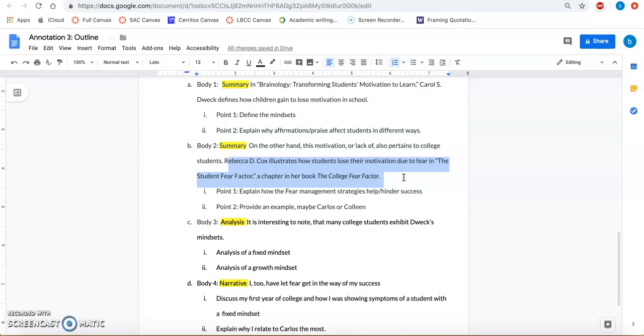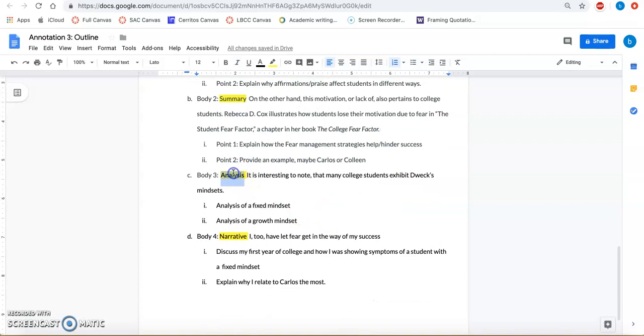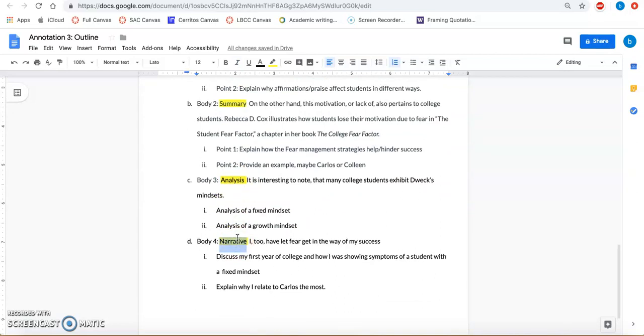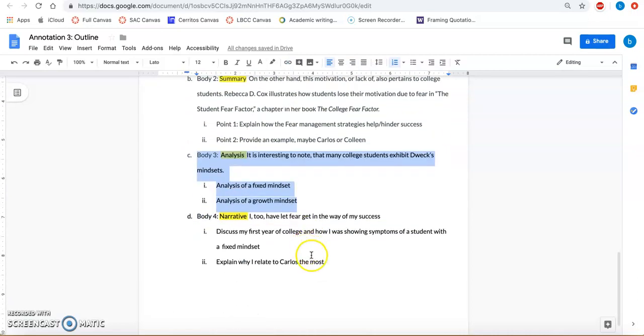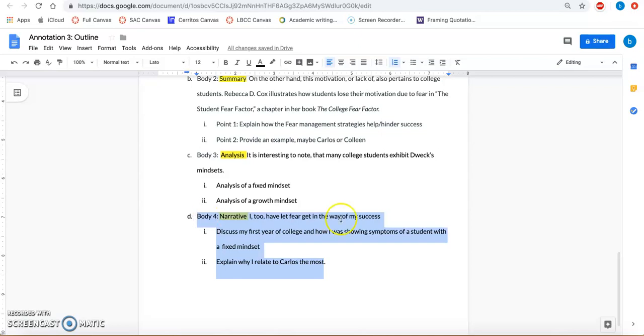So play around with how you introduce the text. Don't try and introduce it in the same exact way all the time, because then you'll just get bored with your own writing. The next body paragraph, the purpose of that is an analysis. And the following one is the narrative. So remember, the prompt is asking us to summarize the texts, provide an analysis, and to relate. In other words, tell our own stories, a narrative of sorts, of how we relate to the students.